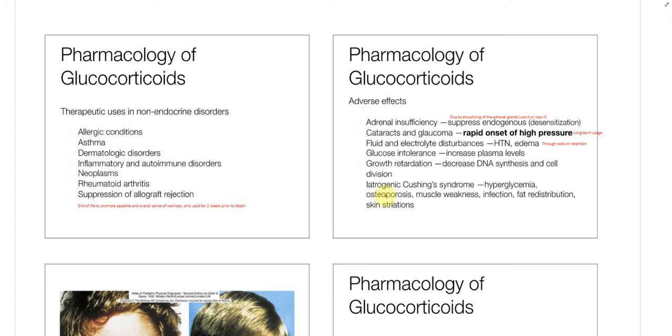We can also get iatrogenic Cushing syndrome, iatrogenic meaning that it is prescriber or provider created, which is where we have an extra high, or pathologic, level of glucocorticoids in the body. This can lead to hyperglycemia, osteoporosis, bone wasting, muscle weakness, infection from an impact to the immune system, fat redistribution, skin striations.